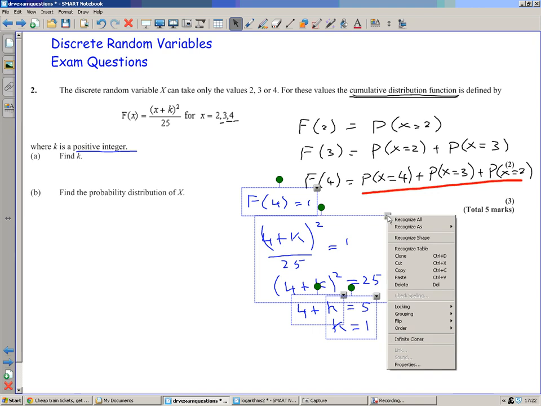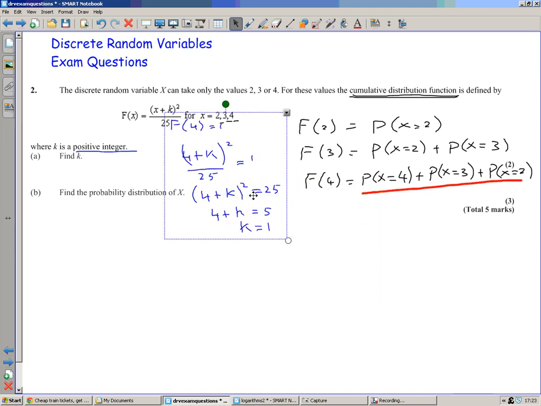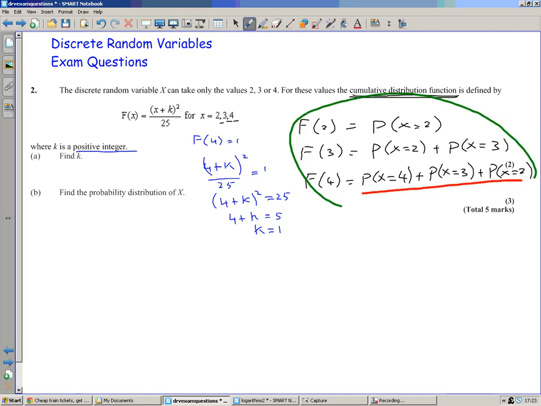Of course, there's only 2 marks available, so you're not required to write this. That's just written in order to explain what actually is going on here.